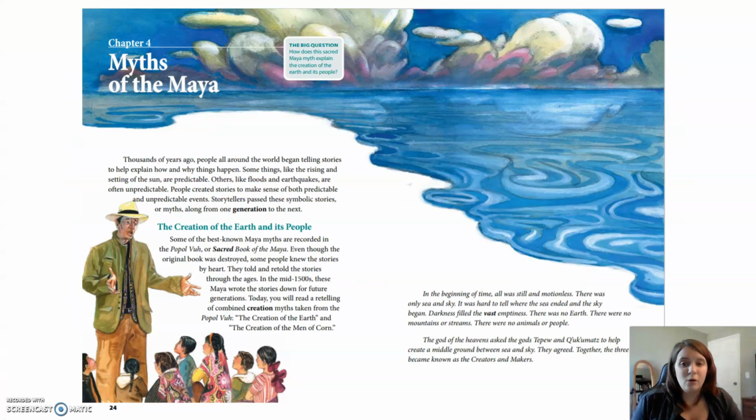I will hit pause for about 5 seconds for each page. Feel free to pause and read carefully as you go through the text.